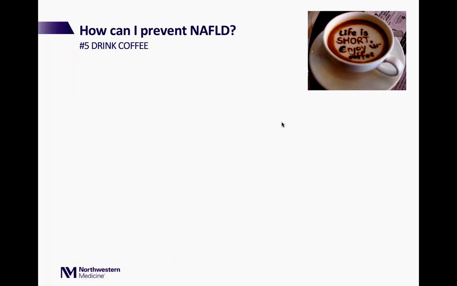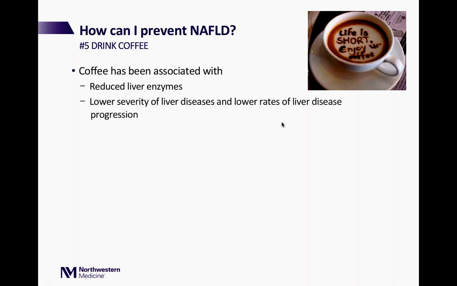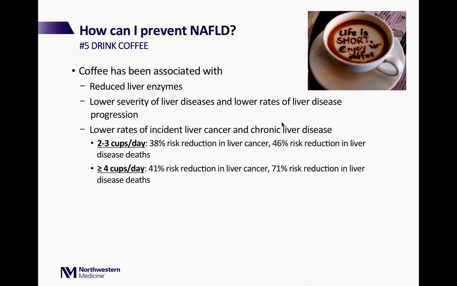So the fifth thing you can do to try to prevent NAFLD is to drink coffee. So interesting, after telling you all the things that you can't do, now I'm going to tell you it's okay to be addicted to that cup of coffee every day, and here's why. Coffee has been associated with reduced liver enzymes, lower severity of liver diseases, lower rates of liver disease progression, and lower rates of incident liver cancer and chronic liver disease.